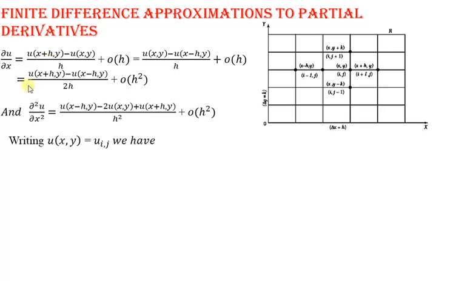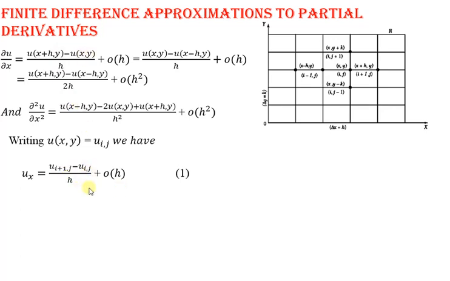Using the forward approximation, the first equation will be u_x equal to u(i plus 1, j) minus u(i, j) divided by h, plus other higher terms. If we observe this, x plus h is replaced by i plus 1, y is replaced by j, and x and y are replaced by i and j.